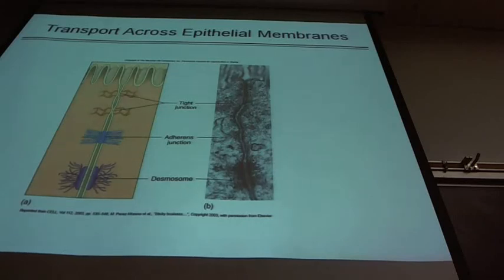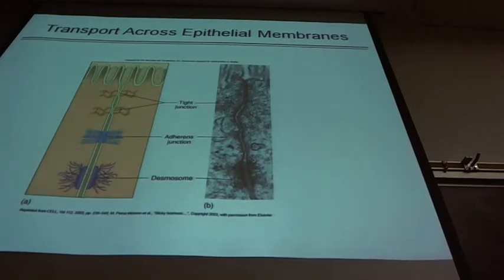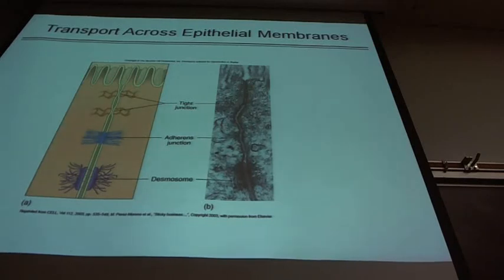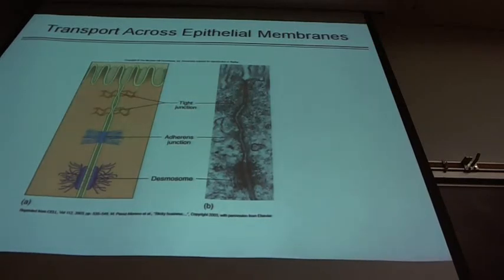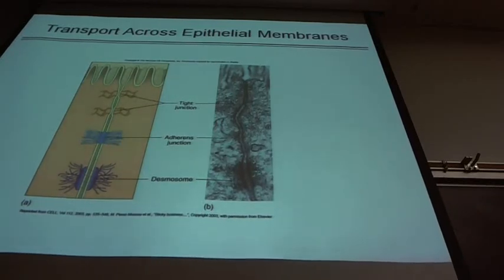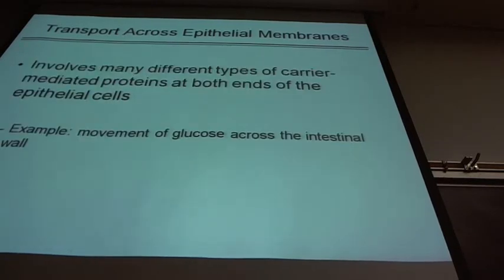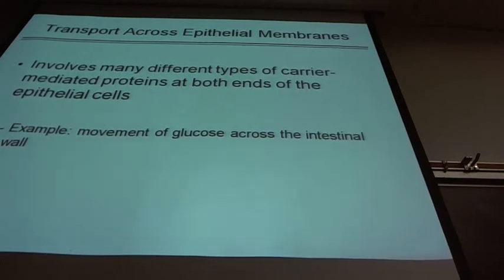That's where you have to get that product, the glucose, the protein, whatever. And it goes in and it's absorbed through the cell membrane of the epithelial cell, goes transcellular, moves to the other side of the cell membrane, and through exocytosis or through a pump, it's pushed out into the intercellular matrix and into the bloodstream to go where it needs to go. And many different types of carrier proteins at both ends of the epithelial cell. Movement of glucose across the intestinal wall is an example.